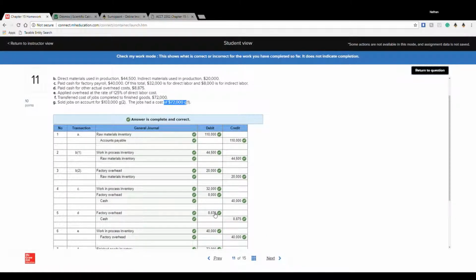Again, you're going to notice that Connect does not put an X or a check mark in the item that's missing. They just leave it blank. So always be prepared for that. Again, that's why I like to say answer is complete and correct.